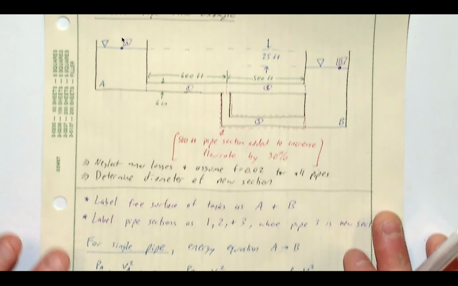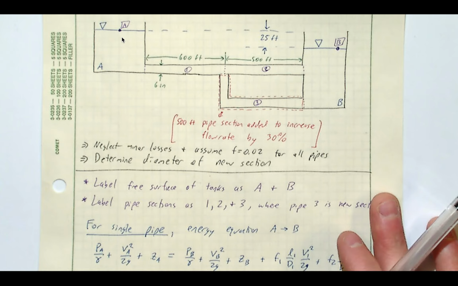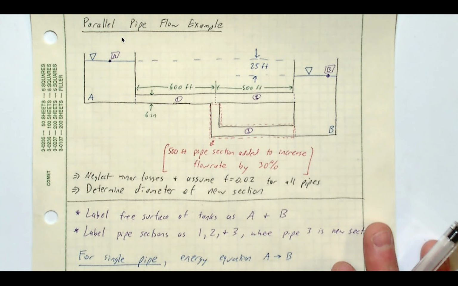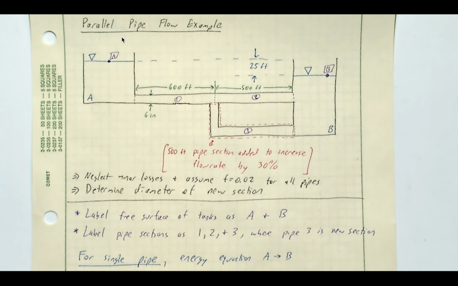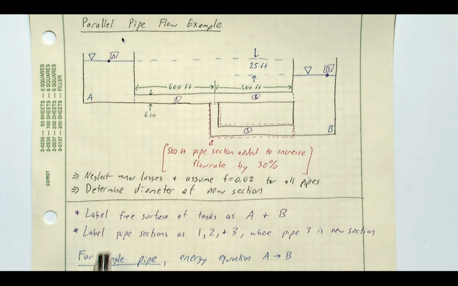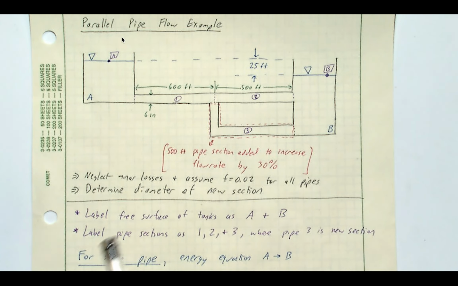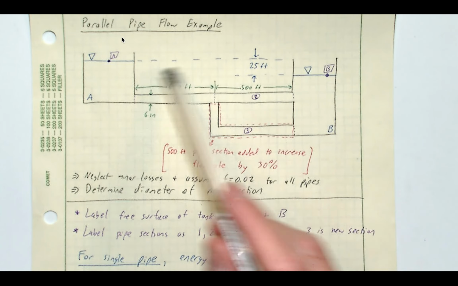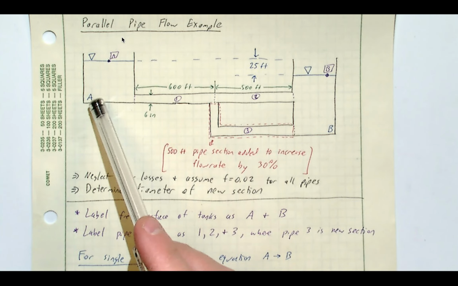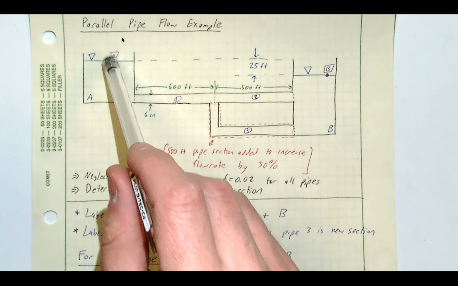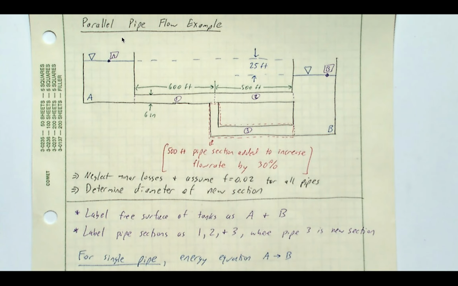Okay, so to get at this, again, we'll be applying the energy equation a bit here, and then we have to use the parallel ideas. But we're going to be applying energy, and a good choice here is to choose the free surfaces A and B. So I've labeled the free surfaces as A and B, even though the tanks are also called A and B, but when we apply the energy equation, we're talking about between the two free surfaces. And then the pipe sections we'll label here as 1, 2, and 3. And pipe 3 is the new section.